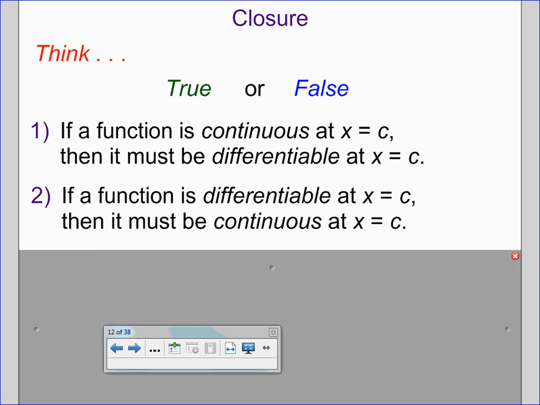If a function is continuous at x equals c, then it must be differentiable at x equals c. Is that a true or a false? If our function is differentiable at x equals c, then it must be continuous at x equals c. Is that a true or false?